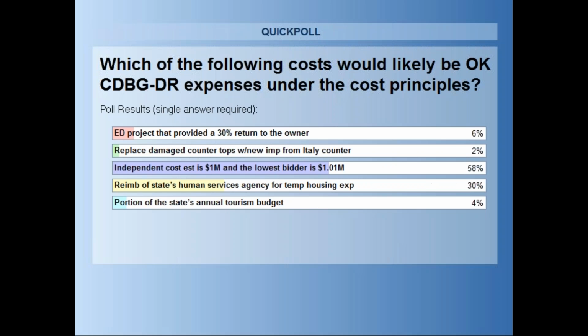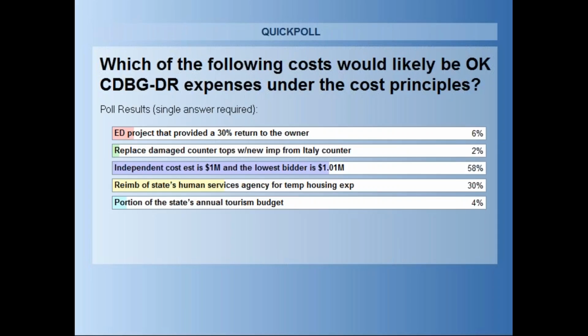Okay, the polls are closed, and I'm sharing. We have 6% voted economic development project that provided a 30% return to the owner. Only 2% voted the countertops. 58% voted independent cost estimate and the lowest bidder price. We have 30% voted reimbursement of the state's Human Services Agency, and 4% voted a portion of the state's annual tourism budget. Okay, so let's go through each one of these.